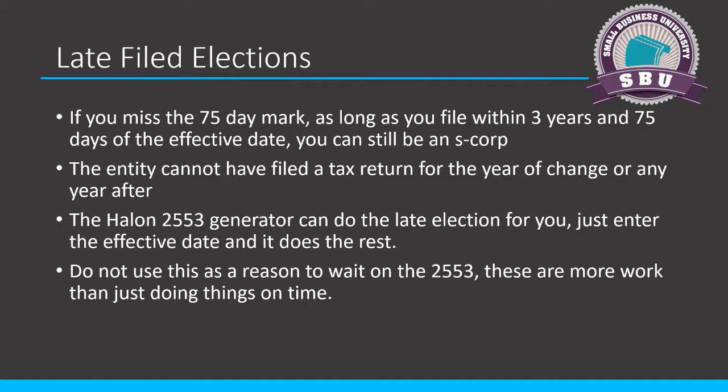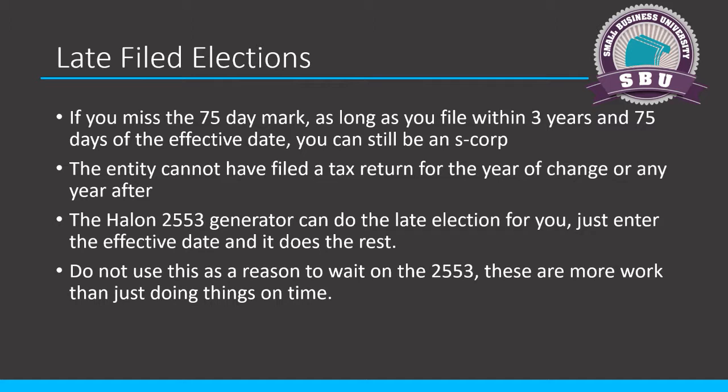Let's get into the more complicated issue, which is what if you miss the 75-day deadline? You can still be an S corporation. The only issue is you have to file what's called a late election. Late election means that you're filing it after the 75-day mark for an effective date in the past, and you have to put some special information in the 2553 so that the IRS will accept it.